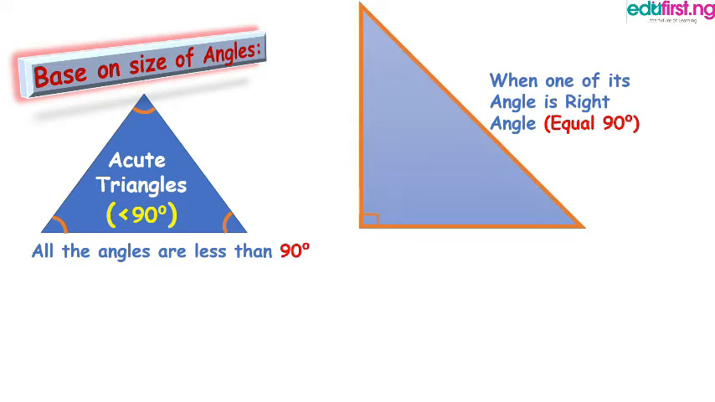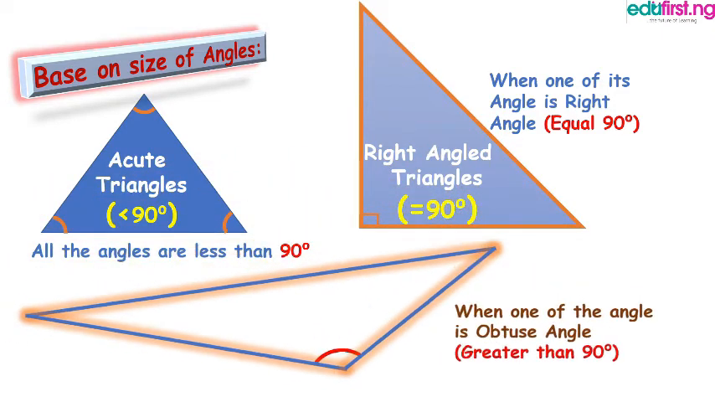We have the next one where one of the angles is 90 degrees. And when we say an angle is 90 degrees, that means it is what? Right angle. So if I ask, what is the name of this triangle? What do you call it? Correct. It's called a right angle triangle. Why? Because one of the angles is equal to 90 degrees.